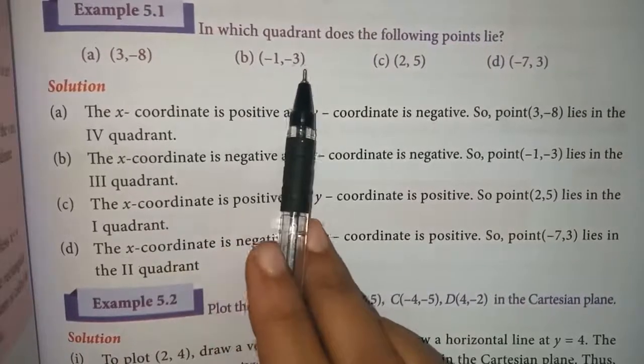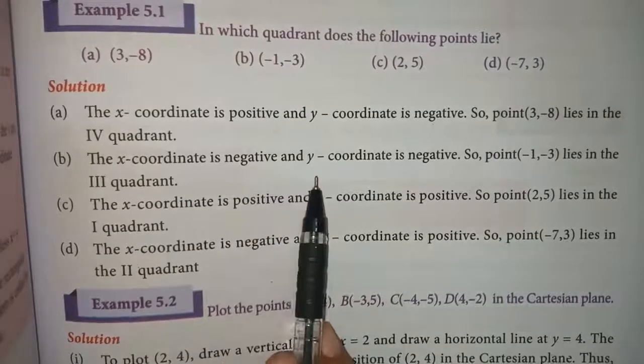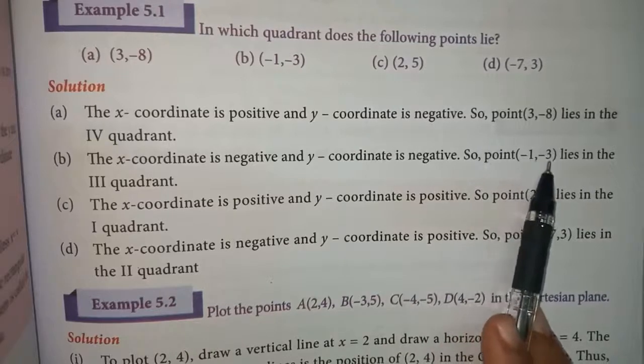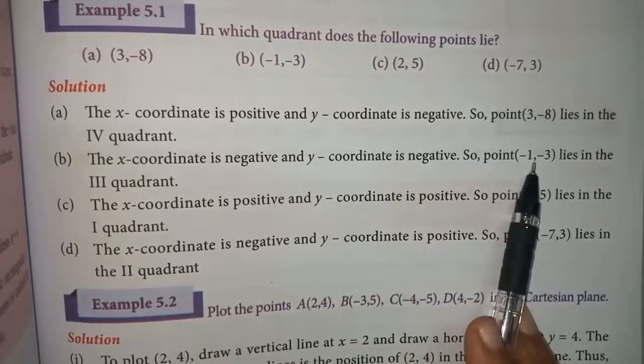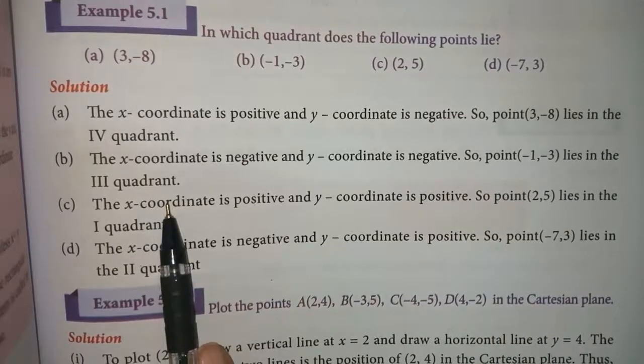தென் second one -1, -3. So the x coordinate is negative and y coordinate is also negative. So the point -1, -3. So ரெண்டுமே நெகட்டிவாக இருந்துச்சுன்னா அது third quadrant-ல lie ஆகும். So it lies in the third quadrant.